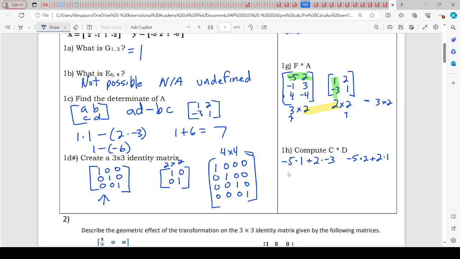And then my second row is -1 times 1 plus 3 times a -3. And then over here, I've got negative 1 times 2 plus 3 times 1. And then my final row, that's 4 times 1 plus a negative 4 times a negative 3. And then I've got 4 times 2 plus a negative 4 times 1.